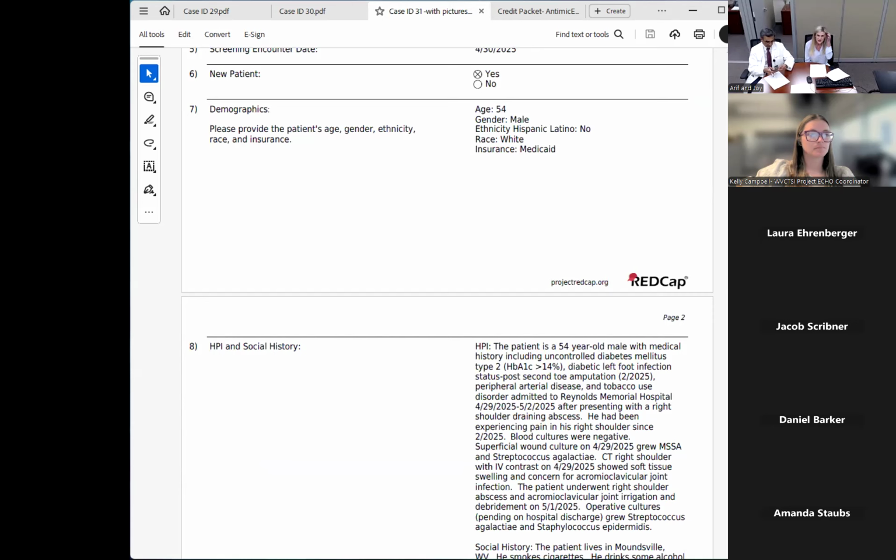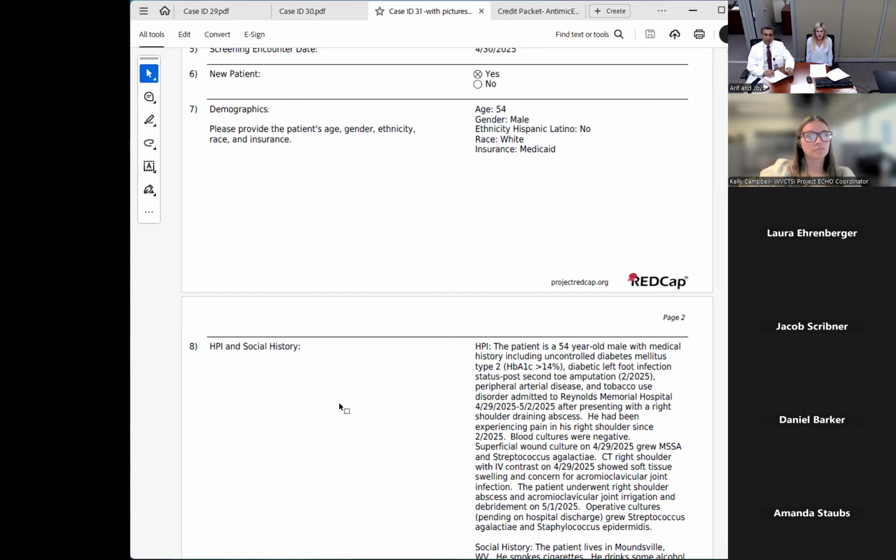Patient's a 54-year-old male, medical history of uncontrolled diabetes with a hemoglobin A1C over 14%. Had a prior diabetic left foot infection, had a second toe amputation in February of this year. Then cultures actually grew Streptococcus agalactiae and MSSA. Peripheral arterial disease, tobacco use disorder.